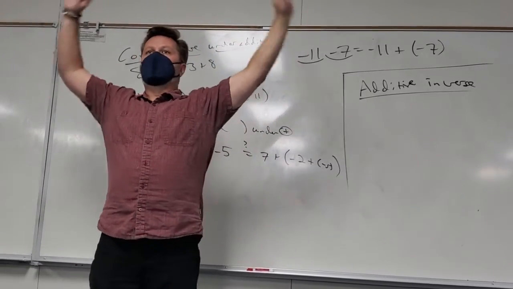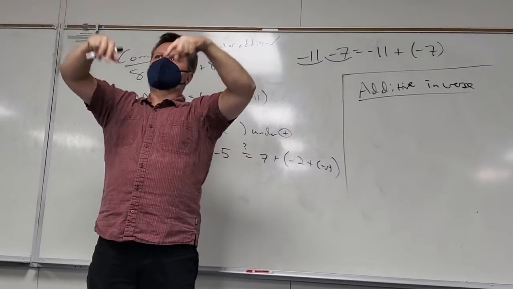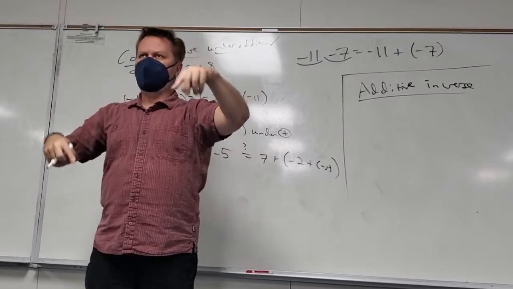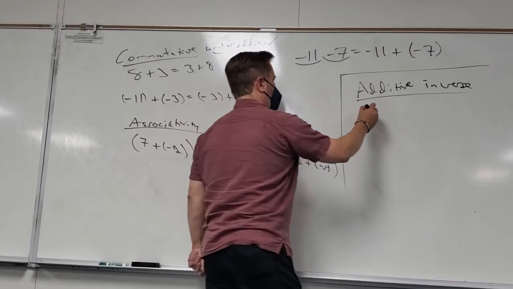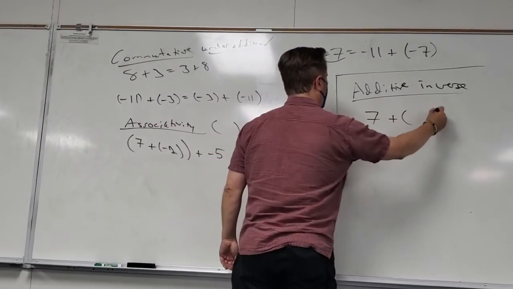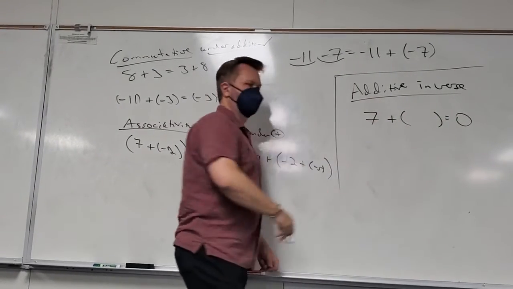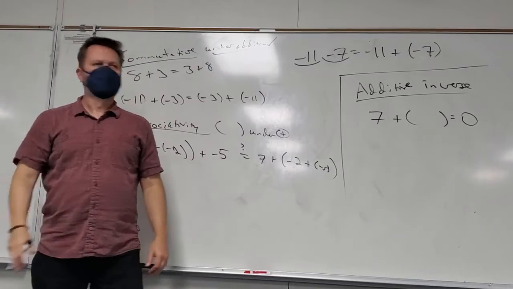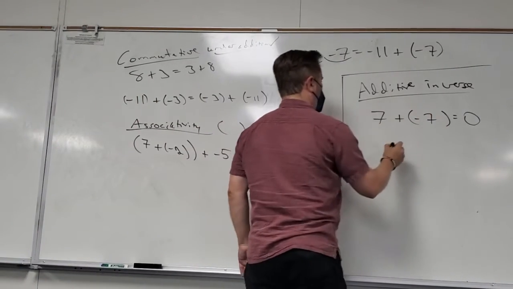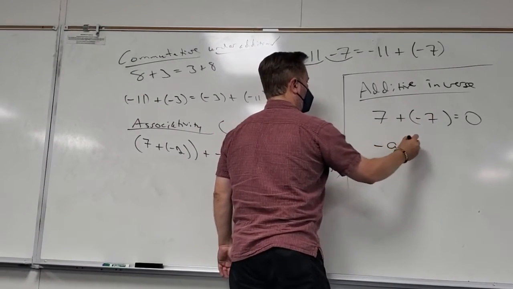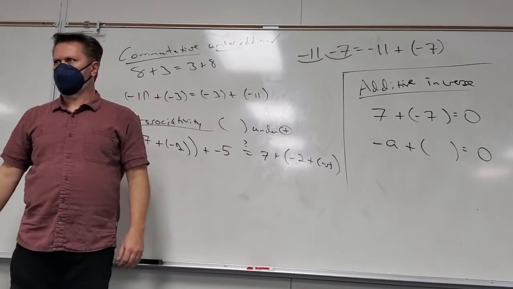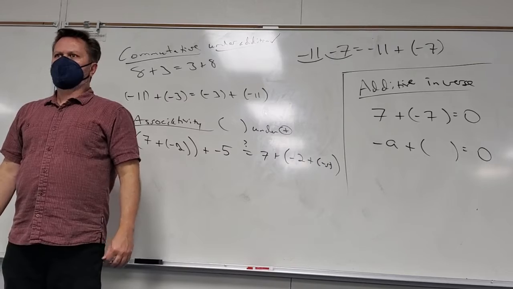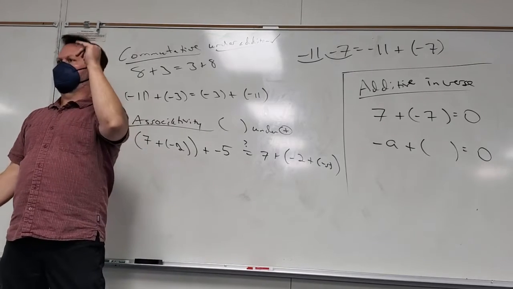Additive inverse, same idea. What do I add to something to get back to the additive identity? What do I add to something to make it 0? So if I had 7 sitting here, what do I add to it to make it 0? Negative 7. So if I had negative a sitting here, what would I add to it to make it 0? A. So all the additive inverse means is change the sign.